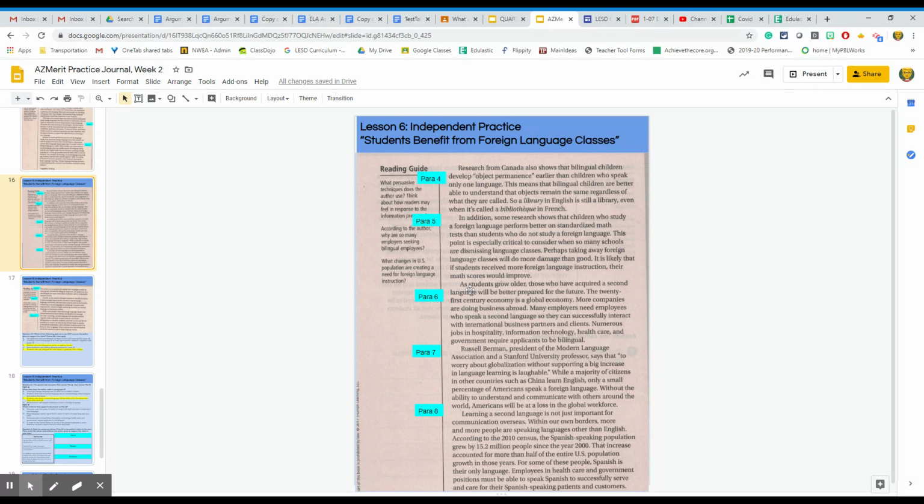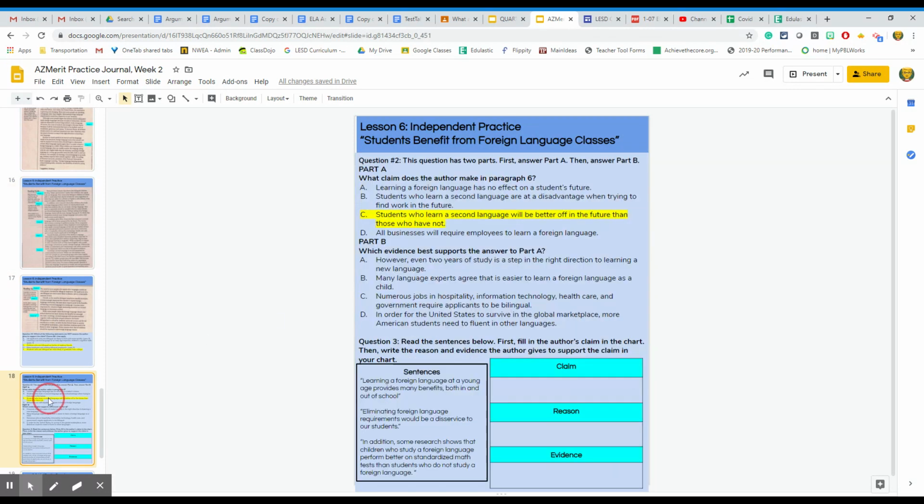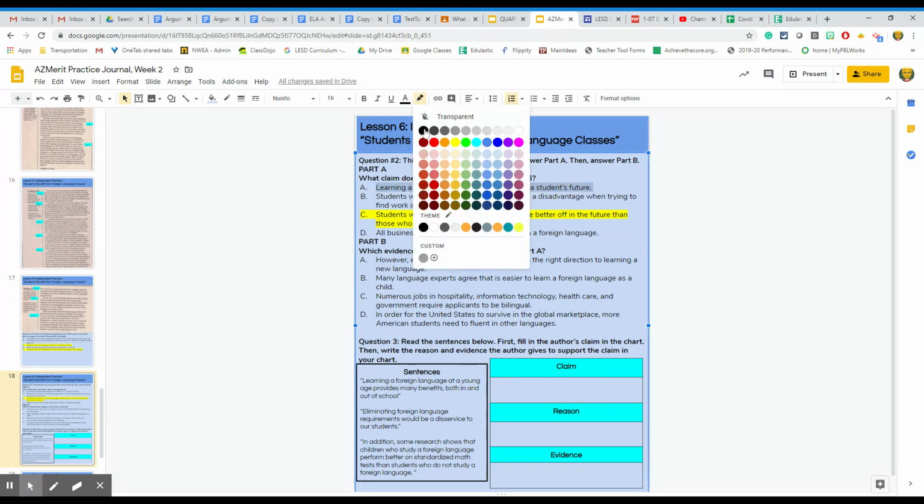As it says in the very first sentence of paragraph 6, which is where you typically find the claim, it says, as students grow older, those who have acquired a second language will be better prepared for the future. And then the rest of this paragraph provides reasons to support this claim. Right? Obviously, A would not be part of the author's claim because the whole author's purpose is to show us that learning a foreign language has a positive effect for students' future. So it's definitely not A.